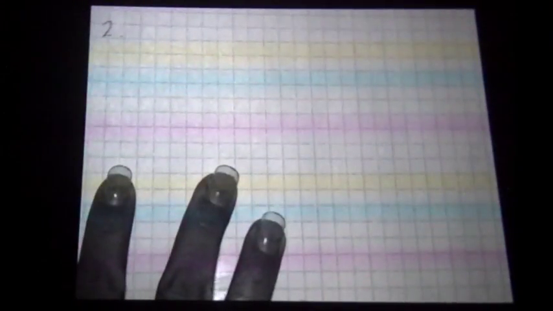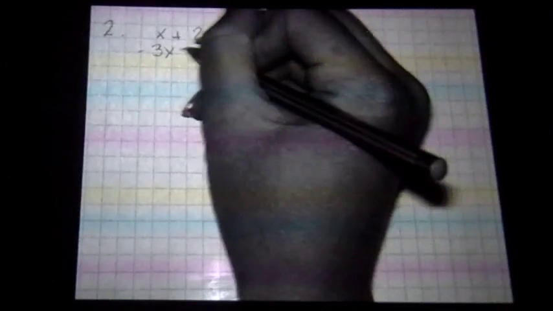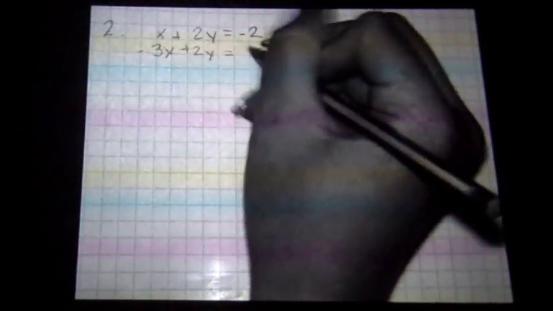Looking at 8-3, starting off with question number 2. Question number 2 starts off with these two equations. We have x plus 2y equals -2, and we have -3x plus 2y equals -10.